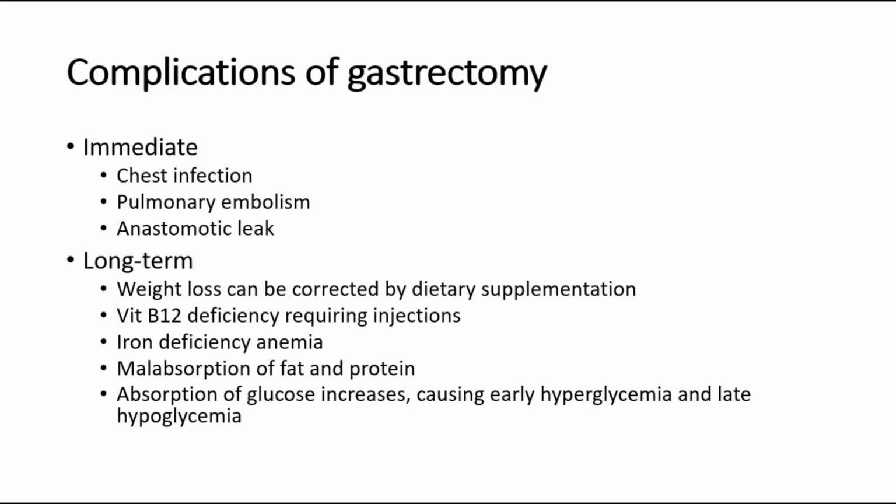Complications of gastrectomy. Immediate complications are chest infection, pulmonary embolism, or anastomotic leak. Whereas long-term complications: weight loss can be corrected by dietary supplementation. Vit B12 deficiency requiring injections. Iron deficiency anemia, malabsorption of fat and protein, and absorption of glucose increases, causing early hyperglycemia and late hypoglycemia.